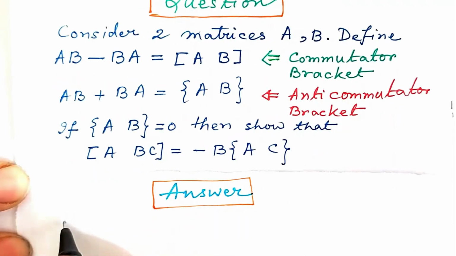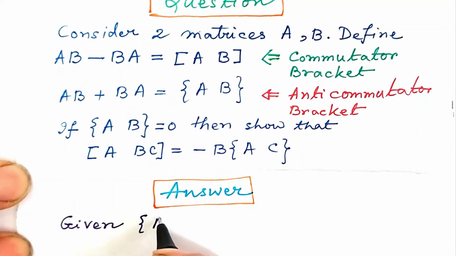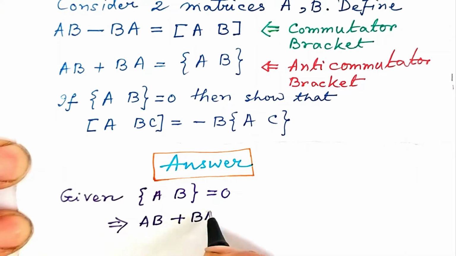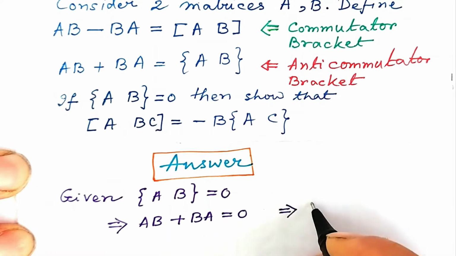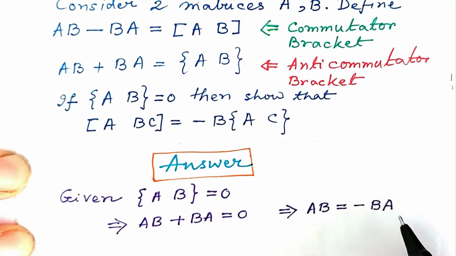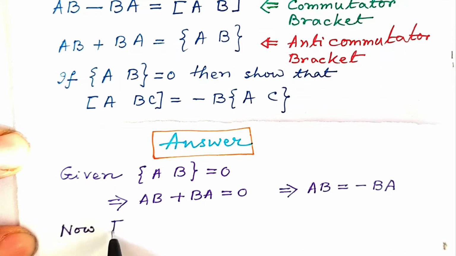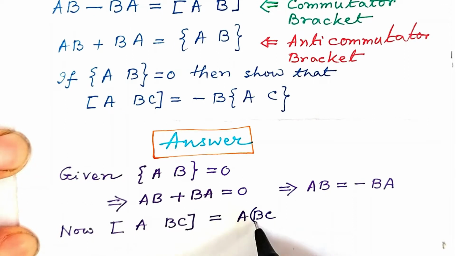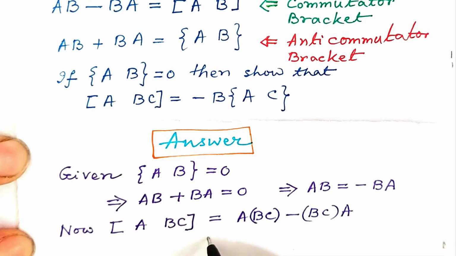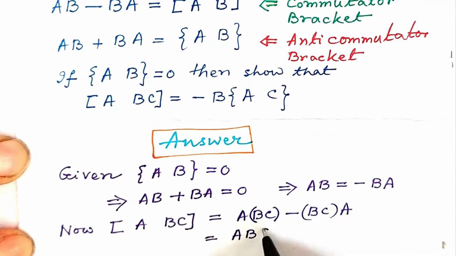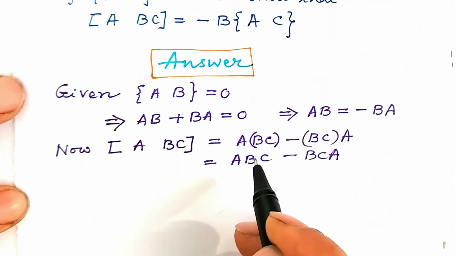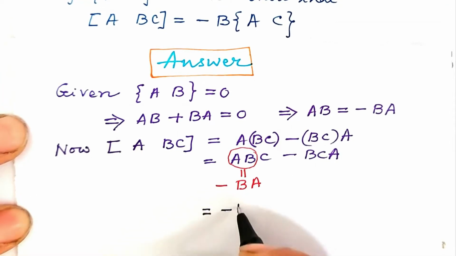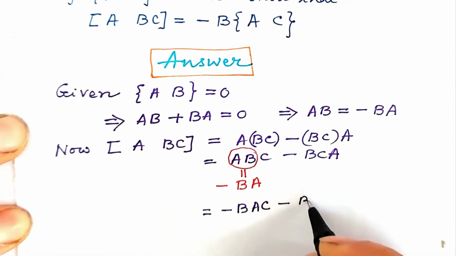The answer: given the anticommutator bracket of A and B is 0, which means AB plus BA is 0. This means that AB equal to minus BA. Now let us expand the commutator bracket of A and BC. It is A into BC minus BC into A. Let's write it straight as ABC minus BCA. Now AB is minus BA, so this is equal to minus BAC minus BCA.